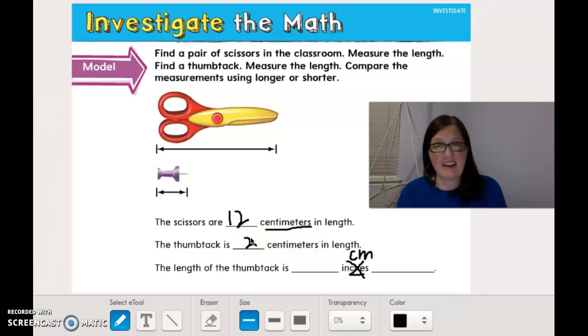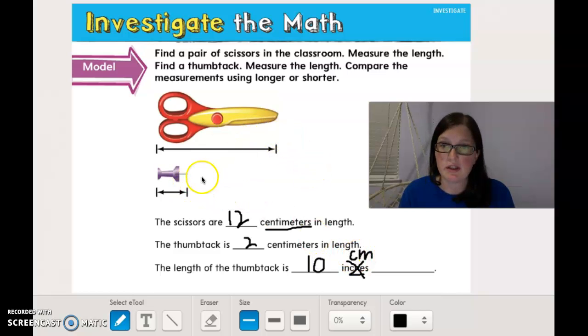So now let's compare these using centimeters because that's what we measured them in. So I would have to take away and find the difference between these two. So 12 take away 2 would be 10. So the length of the thumbtack is 10 centimeters. And is that longer or shorter than the scissors? Well, I can look at the pictures and I can see definitely shorter. So 10 centimeters shorter.